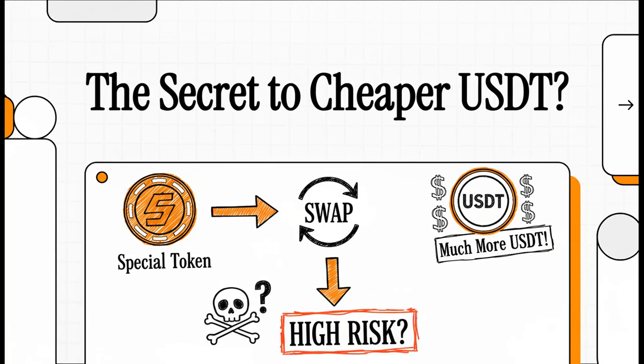All right, welcome back. Today, we're diving into a pretty wild claim from the crypto world. We're talking about a supposed secret method that lets you buy the stablecoin USDT for way, way below its $1 value. So, is it a genius trick, or is it just too good to be true?